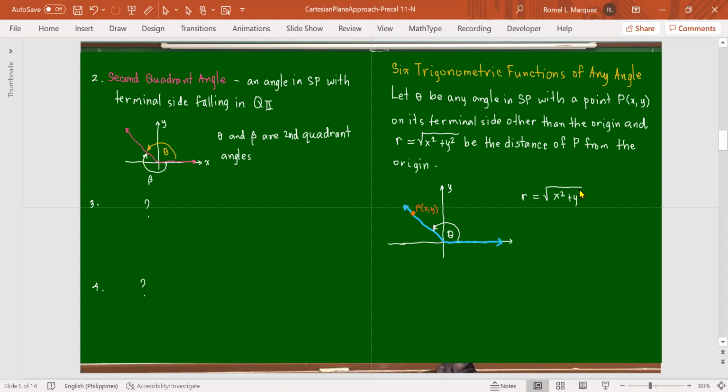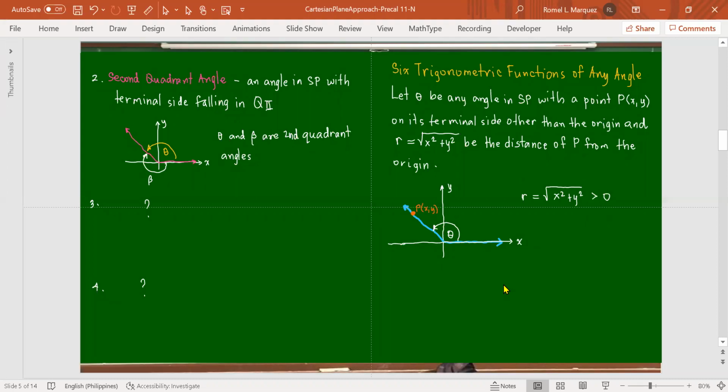Is r possible to be 0? No. Why is it no? Because the point can never be at the origin, based on the condition here, when we define the theta.